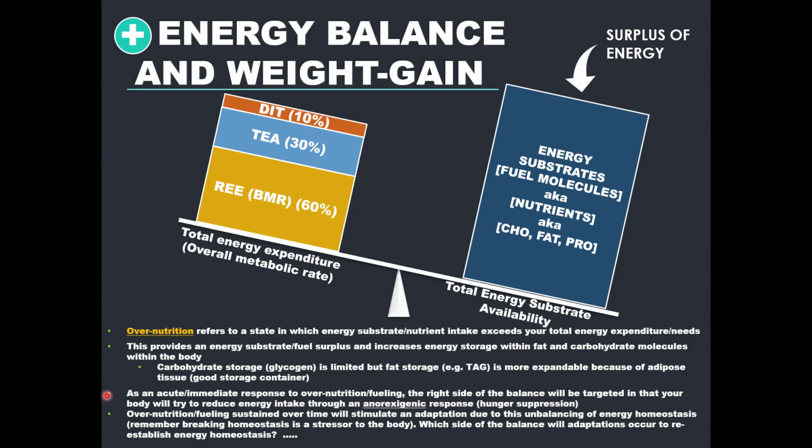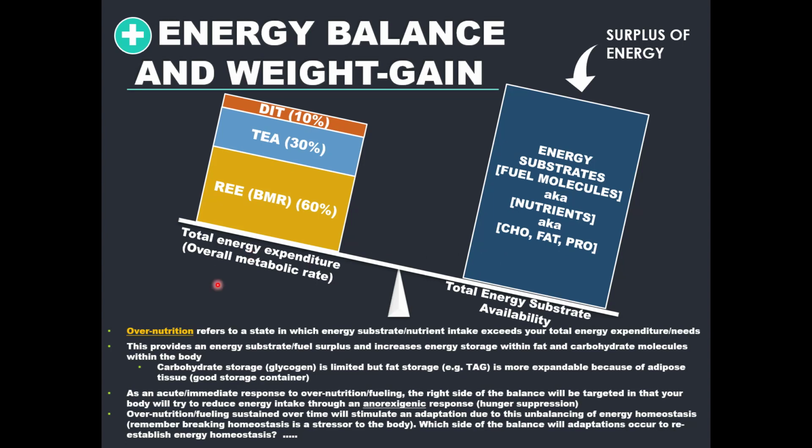Now let's focus on this third bullet point here. We talked about how tipping the balance either way is a stressor to the body, and the body will have an acute or immediate response, this is the key term here, to this unbalancing to re-establish balance, or in other words, energy homeostasis. Your body, when you're in an energy surplus, will immediately try to flatten this out again.